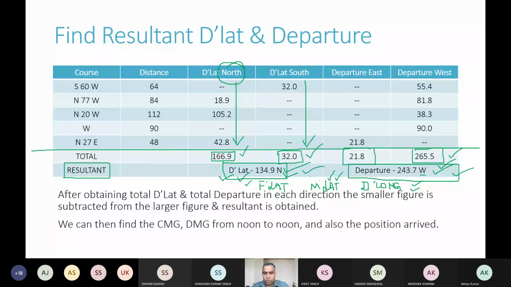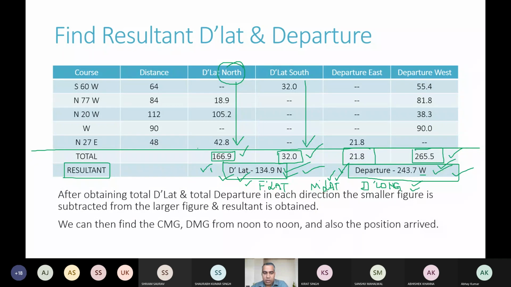Okay, beta. So is it clear, beta, up to here? Finding the final position. It is exactly similar to a plane and parallel sailing problem. वहां पर भी हमने डीलैट और डिपार्चर निकाला था और उसी से इनिशियल पोजीशन में अप्लाई करके फाइनल पोजीशन फाइंड आउट की थी. सो एग्जैक्टली सेम प्रोसेस.